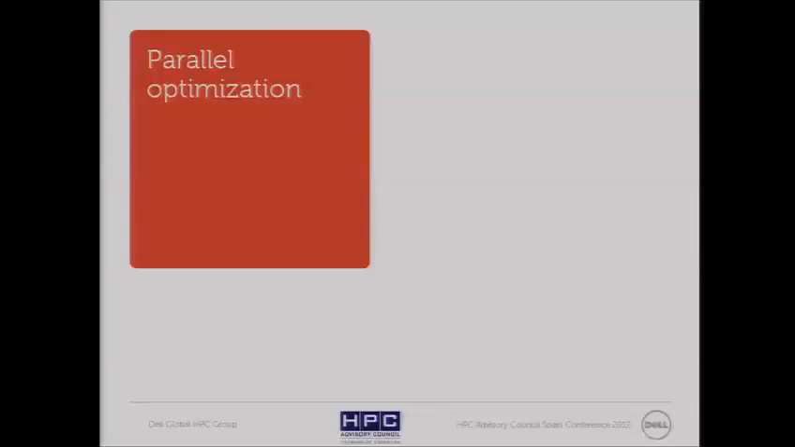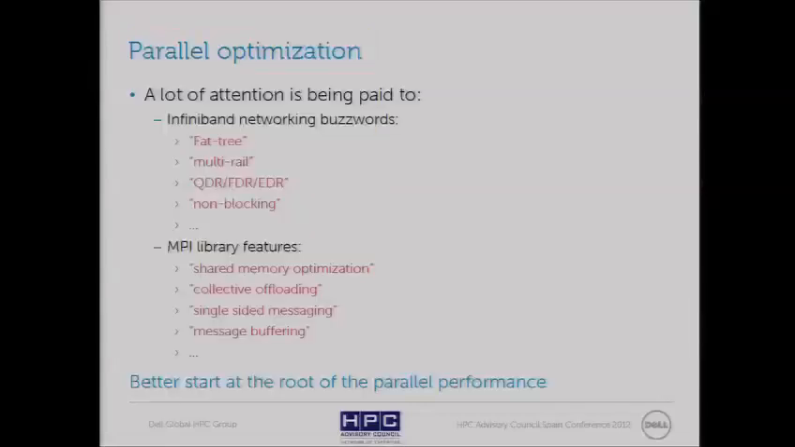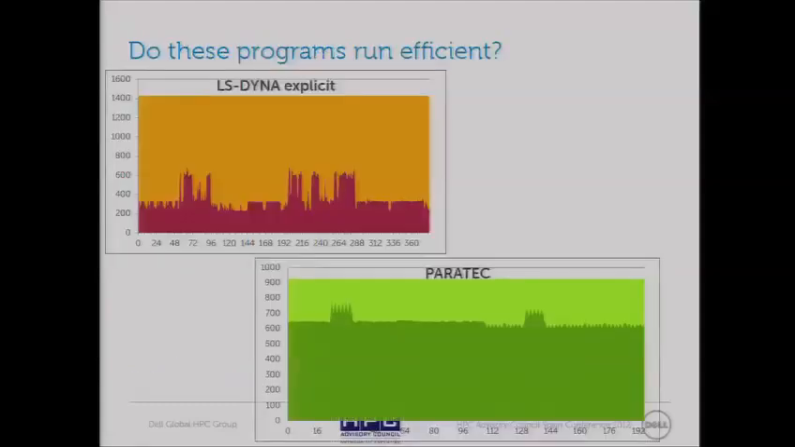If I have a bit more time, I want to show you some examples of the work I did inside applications. And then it comes to parallel optimization. You see a lot of buzzwords lately, where in the IB space you have fat-tree topologies, I have multi-rail fabrics, my protocol or my data rate is QDR or FDR, I have a non-blocking switch infrastructure, etc. Various MPI library features where also others have talked about, but firstly start at the root of your parallel performance, and that is load balance or imbalance.